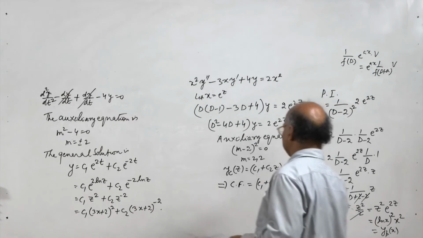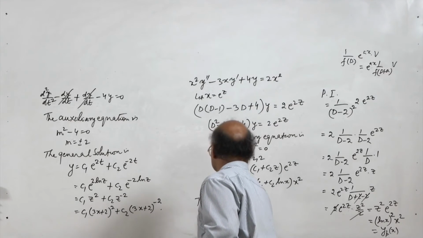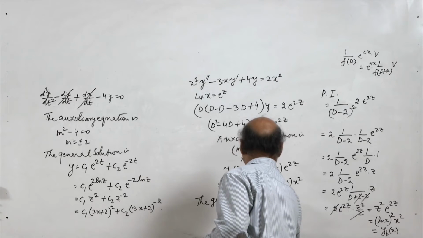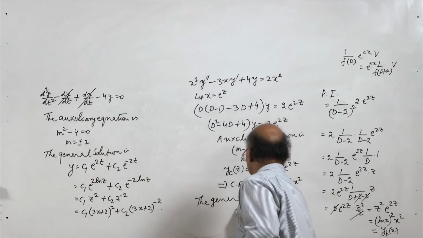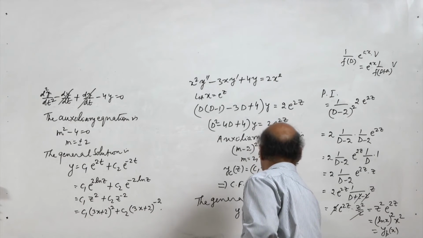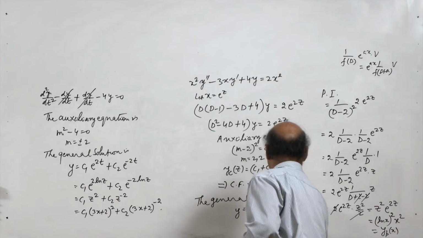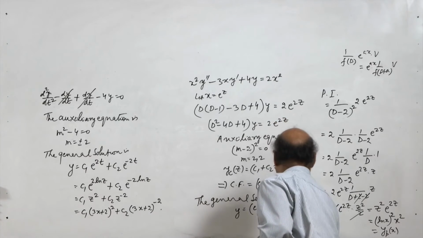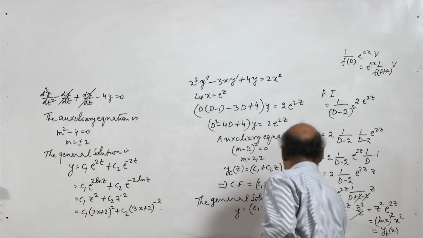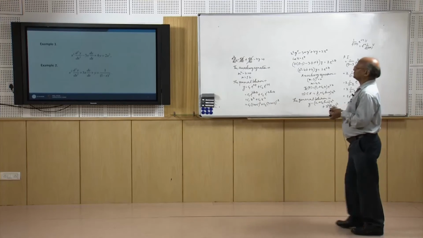So the general solution is y equal to c1 plus c2 ln x into x square plus x square into ln x whole square. This is how we solve this equation.